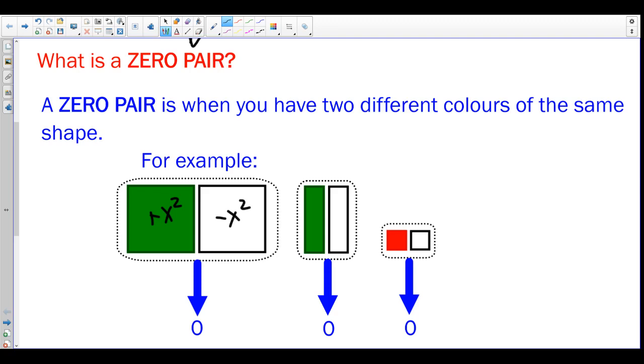The same is true with the rectangles. A green rectangle is positive x. A white rectangle is negative x. Add those together and you're going to get 0. Last but not least, if we have a small red square, that's positive 1. If you have a small white square, that's negative 1. You add those two friends together and again you get 0.